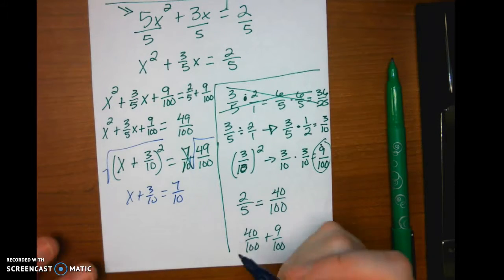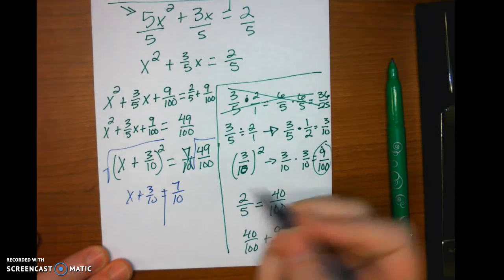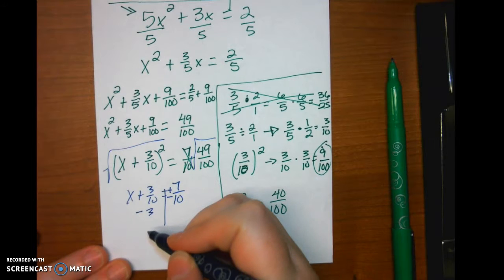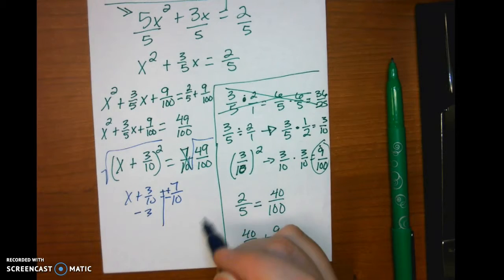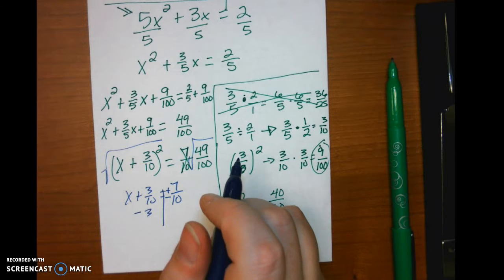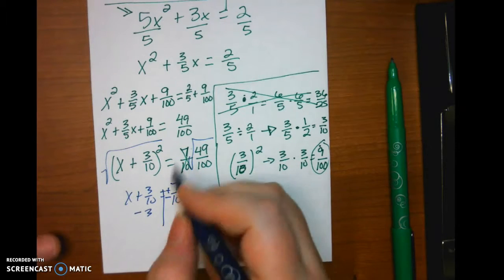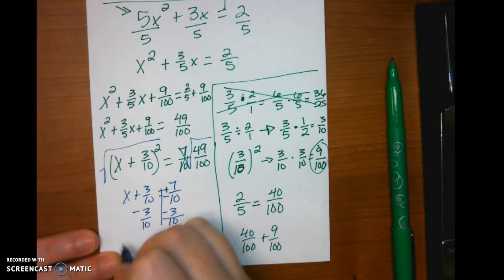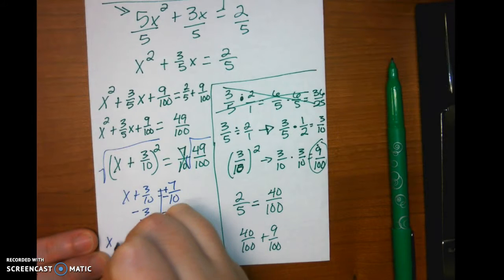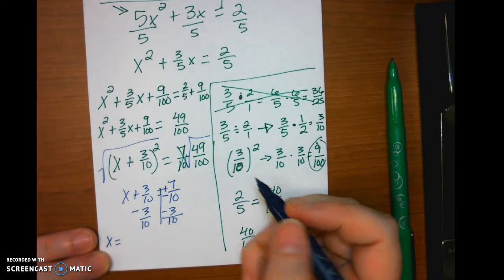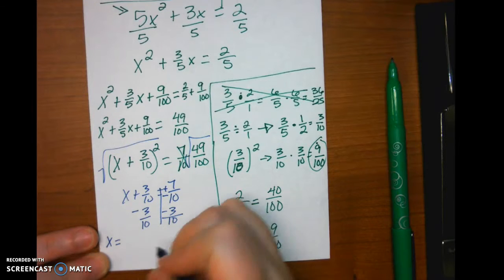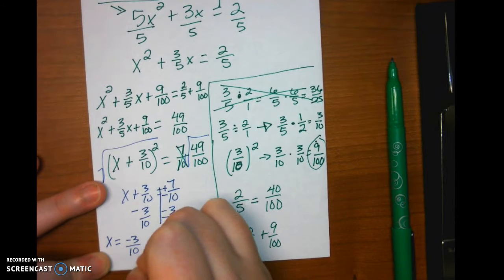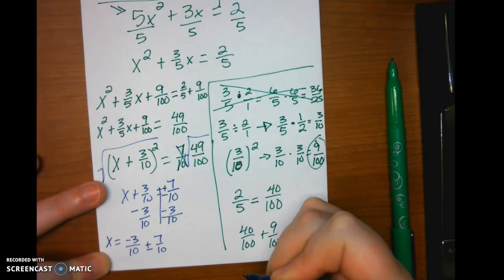Okay. Now, when I come over here to get x all by itself, oh, remember, that's plus or minus. I'm going to minus 3. Oh, yeah. Now I'm going to minus 3/10. Minus 3/10. And I get x equals, I know it's messy and I'm super sorry, guys. X equals negative 3/10 plus or minus 7/10.